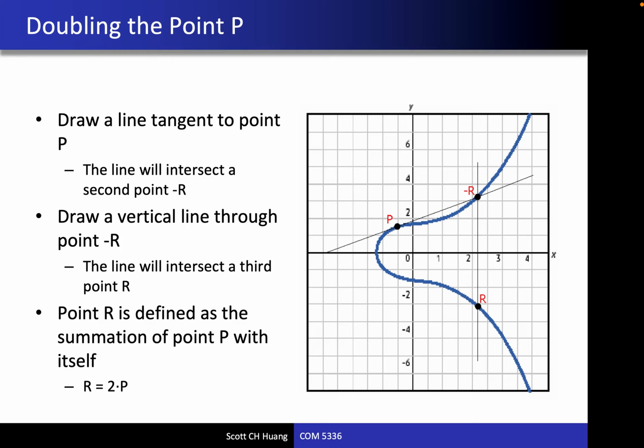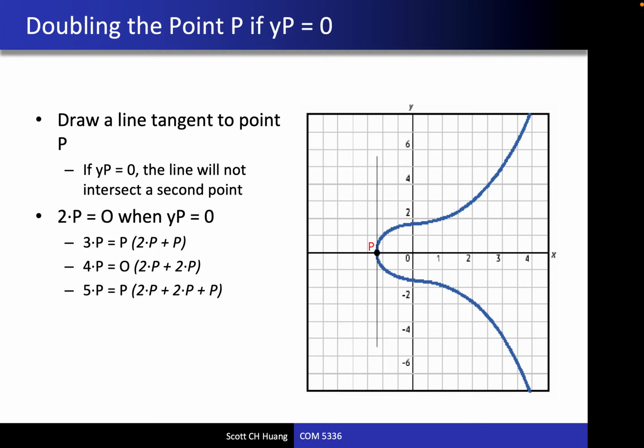Okay. So how to formally define point doubling is that first we draw a line which is tangent to the point P, and then this line intersects another point, and then we take the mirror point with respect to the horizontal axis, and this mirror point is defined as the doubling of the point P. Okay, so this follows naturally when we have already defined point addition.